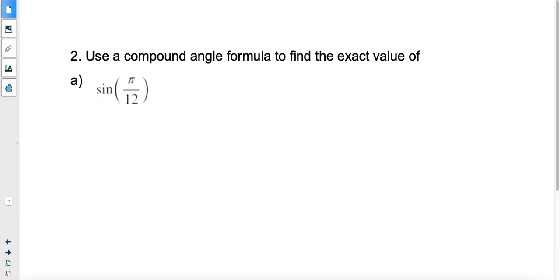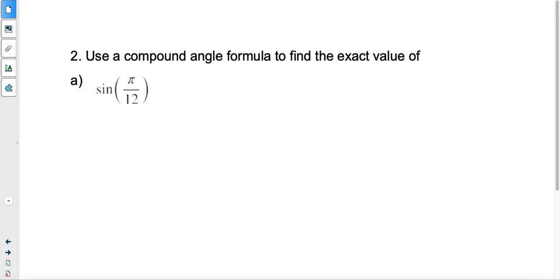Okay, let's take a look at another example. Here, we want to use a compound angle formula to find the exact value of sine of pi over 12. Now, this angle, pi over 12, is not in one of our special triangles that we've looked at. But we can use one of our compound angle formulas here to help us out. Because if we can express our angle, pi over 12, by adding or subtracting one of the angles inside our special triangle, then we can figure out what sine of pi over 12 is.